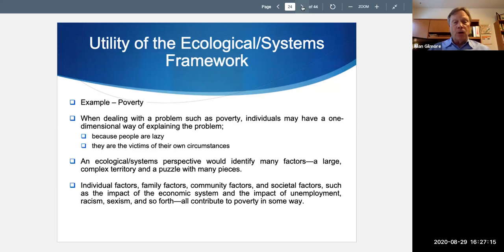So all of these are ways that our systems theory can help us understand the ways that poverty is examined and identified.